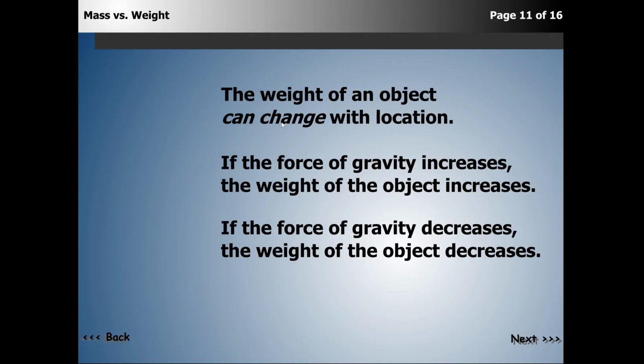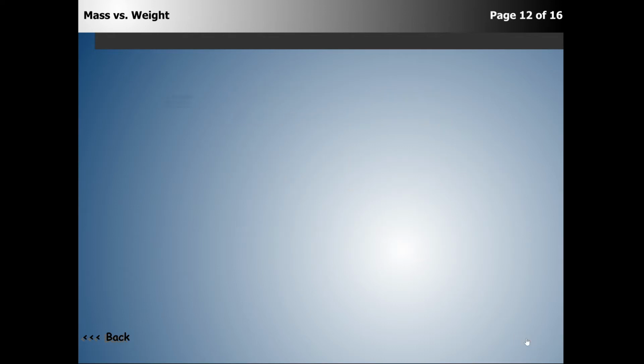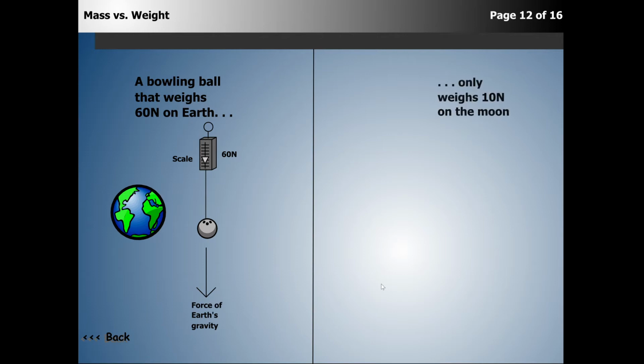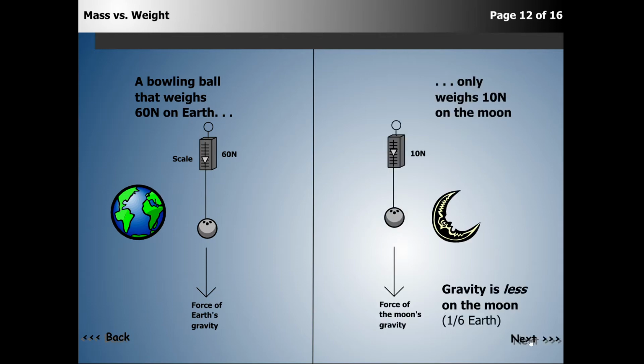The weight of an object can change with location. If the force of gravity increases, the weight of the object increases. If the force of gravity decreases, the weight of the object decreases. So on the Moon, gravity is about 1/6 of what it is on Earth.